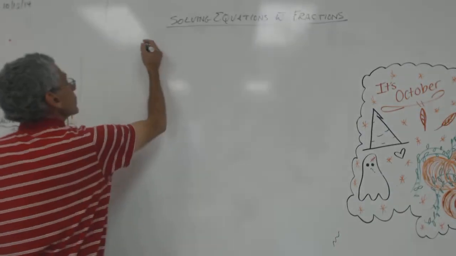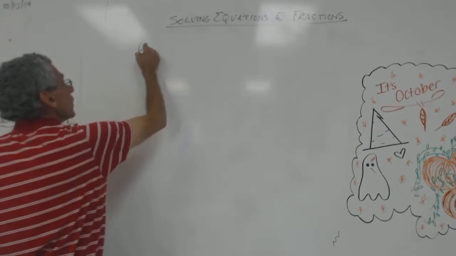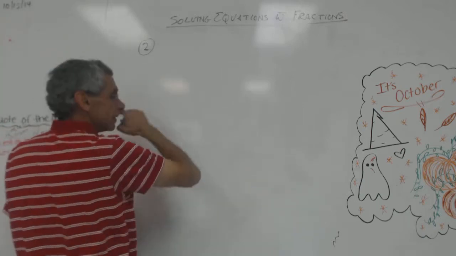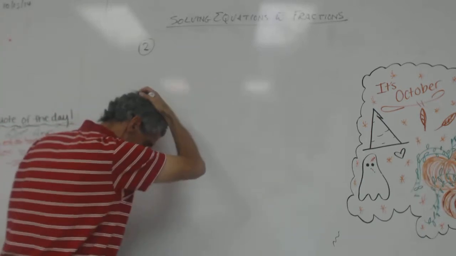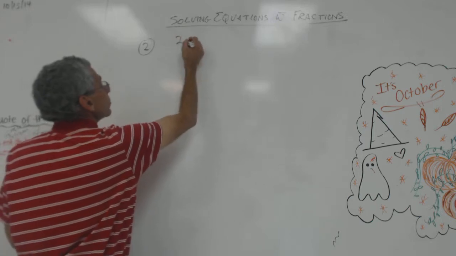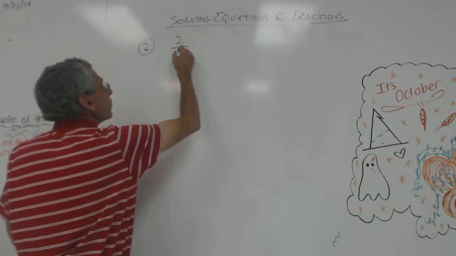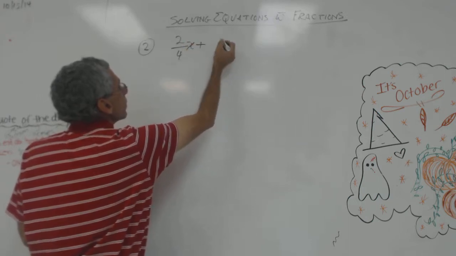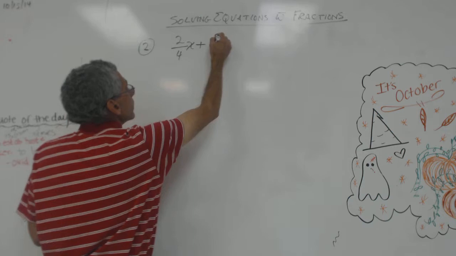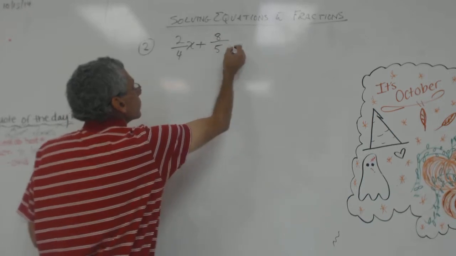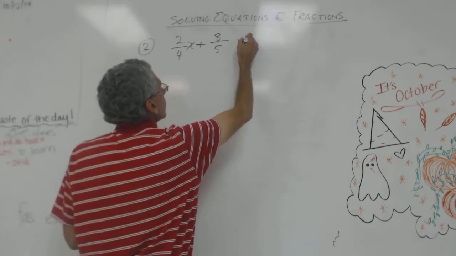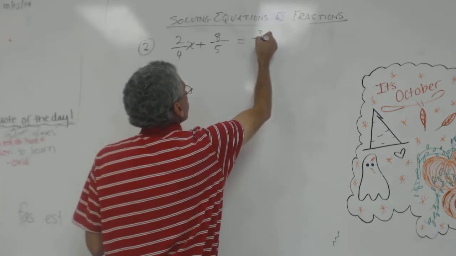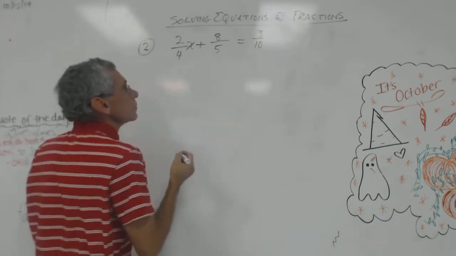Let's say I gave you this. And I don't know whether these are going to work out because I'm just making them up off the top of my head. Whether they'll work out evenly, but that's okay. So let's say I had, let's see, we'll just keep it simple. 2 fourths plus 2 fourths x plus 8 fifths equals, I don't know, 3 tenths. Okay?